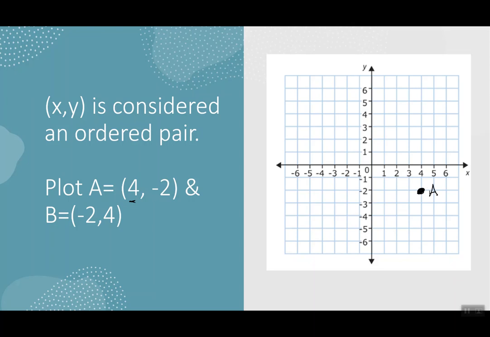Let's do the same thing with B. It first says -2, which says first I go 2 to the left, and then I go up 4, and again a really big dot, and I will label that B. You can see how they aren't even close to each other, in completely different places on the graph. So it's very important that you look at order as you're graphing your points.